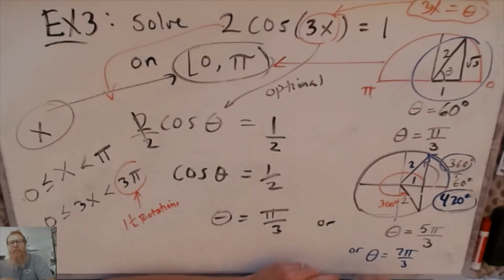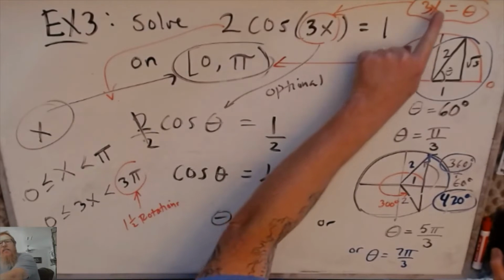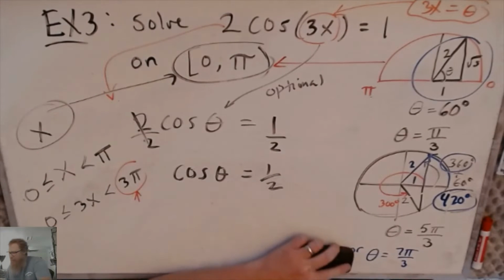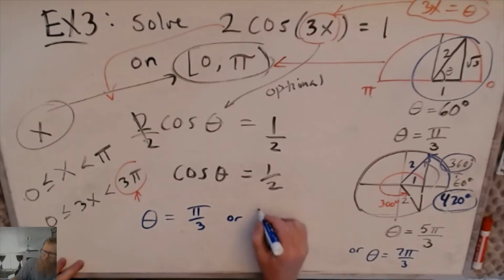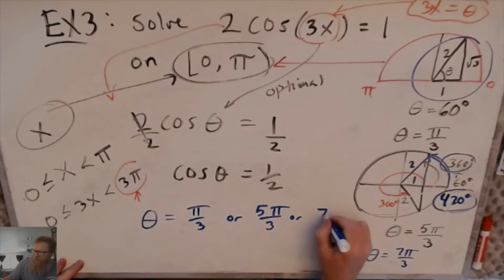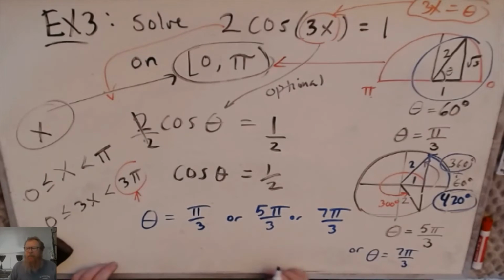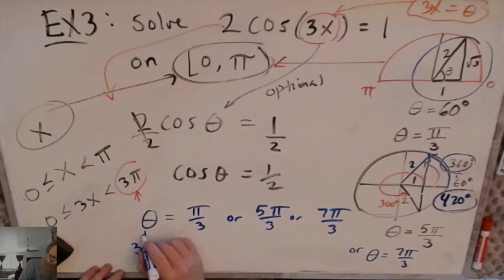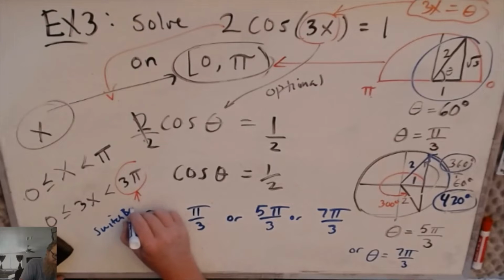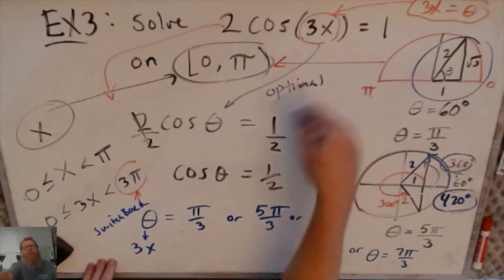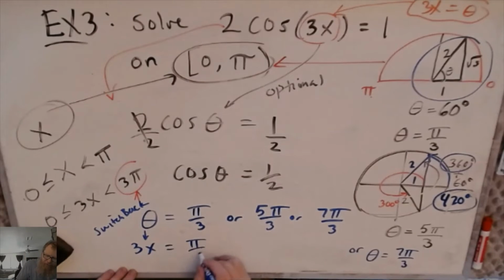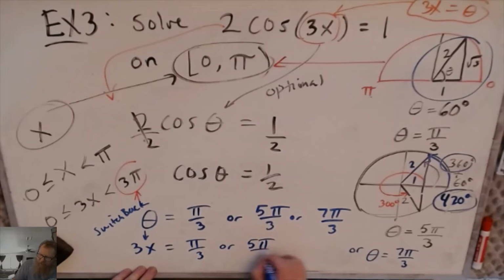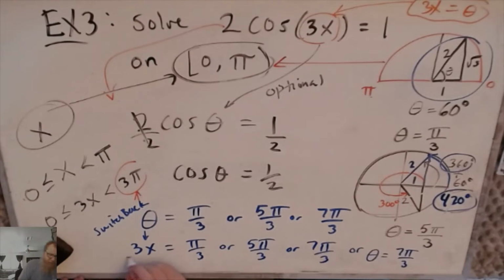And remember, this is not my answer. This is theta. Now I need to switch back to x. So I've got 3 possibilities for theta. Theta is pi over 3, or 5 pi over 3, or 7 pi over 3. But now I need to switch back to x. All right, and then if you decided not to do the substitute, just to keep it x the whole time, then you already have an x over here. So you got 3x is pi over 3, or 5 pi over 3, or 7 pi over 3. And now you're going to divide everybody by 3.